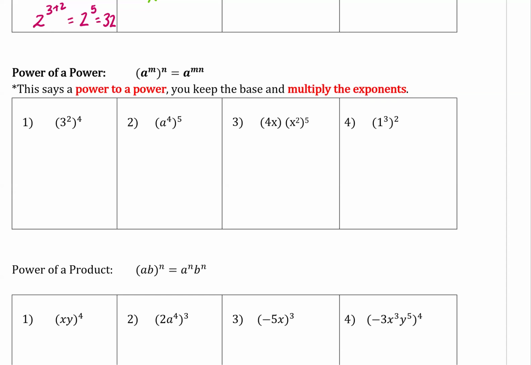All right, let's try it out. 3 squared to the 4th. If we use our power of a power rule, we're going to multiply the 2 times the 4. And that's going to give us 3 to the 8th. But if you forget the rule, you can always use your definition of exponents. 3 squared to the 4th. The 4th power means you have 3 squared times itself 4 times. Then you can break each one of these down.